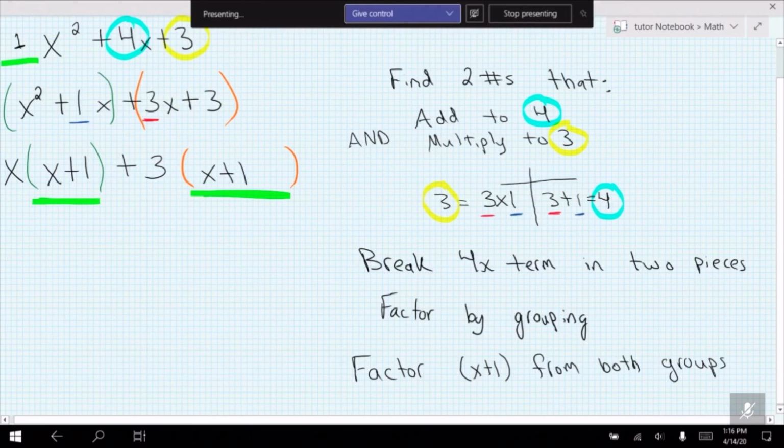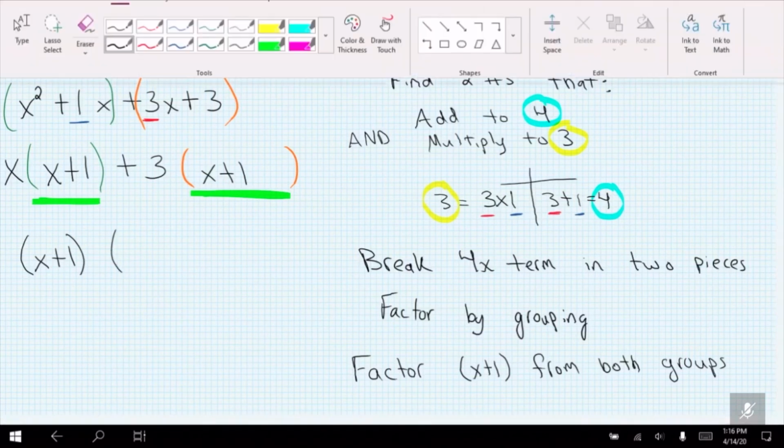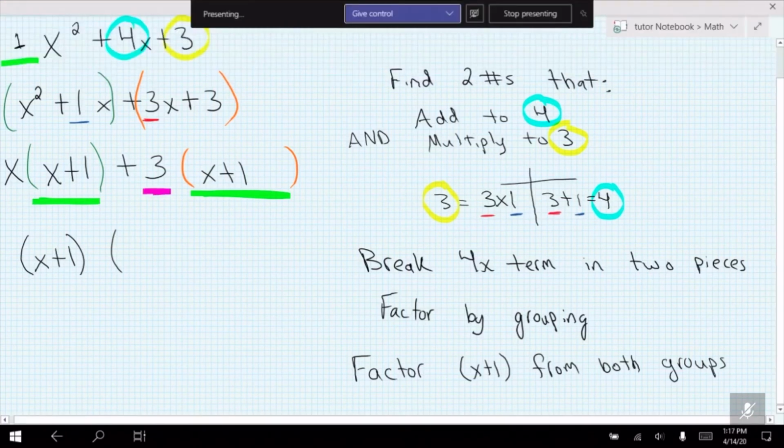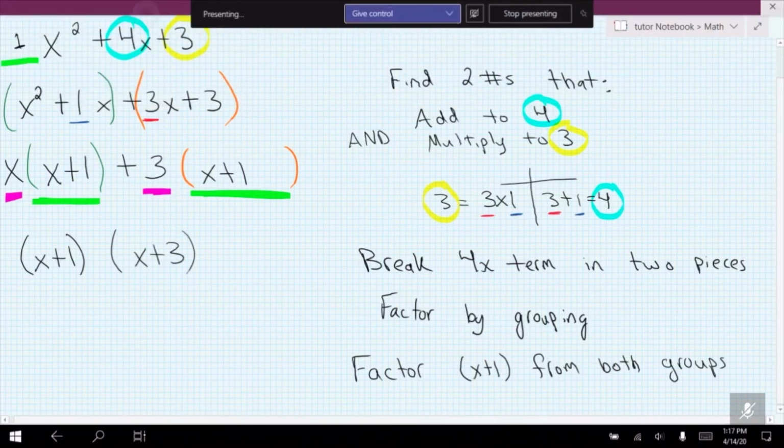So we can see here that the green underlined term is going to be factored out, and what's left over is going to be x and 3. So those terms are going to go in the second set of parentheses. So we're going to have x plus 1 times x plus 3.